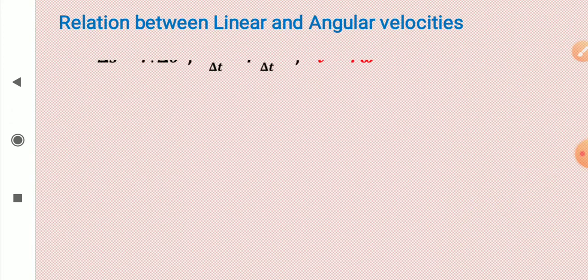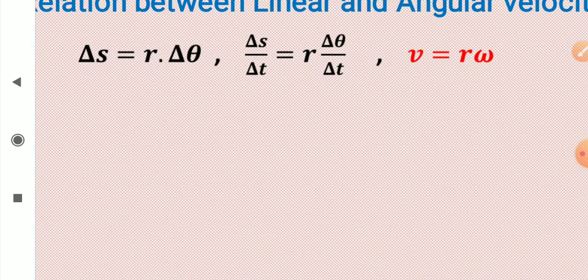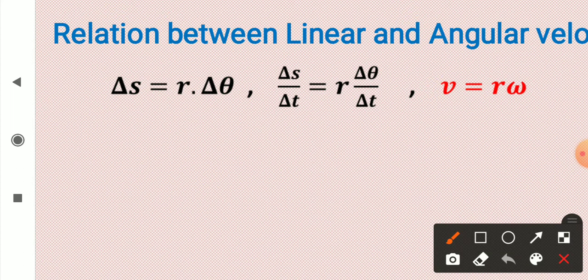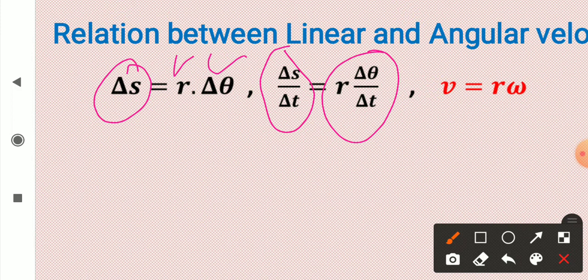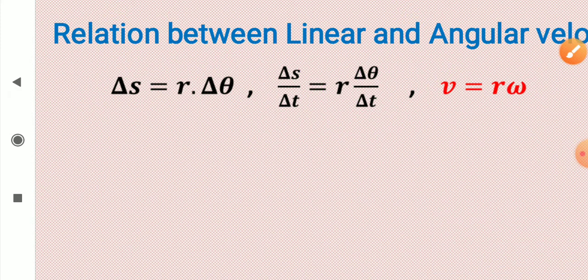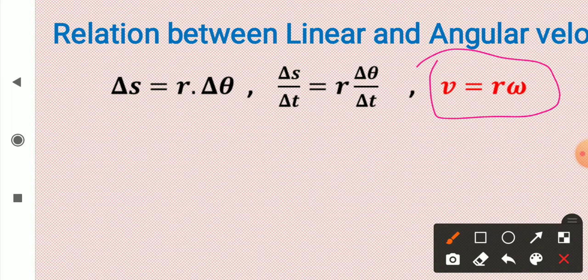And now the relation between linear and angular velocities. For that, we have just done this relation, that linear displacement is equal to radius into angular displacement. Divide both sides by time interval. So delta s upon delta t is equal to r delta theta upon delta t. This becomes linear displacement per unit time, that is linear velocity. This is angular displacement per unit time, so this is angular velocity. So v is equal to r omega. Very important relation.